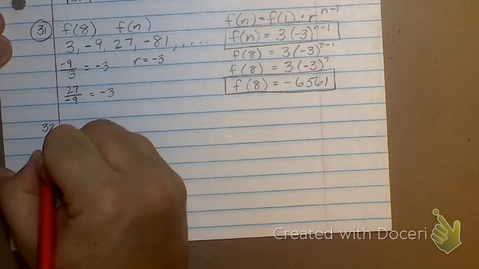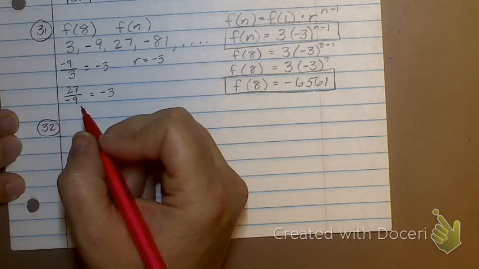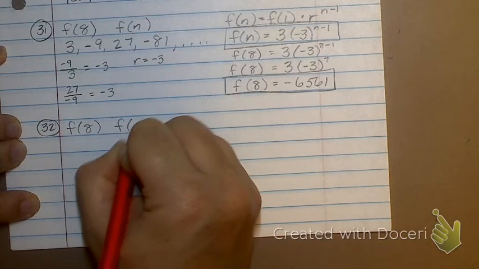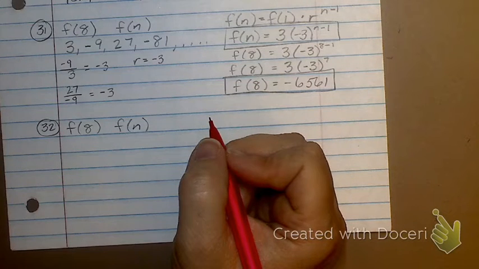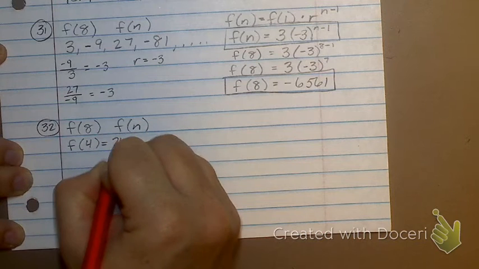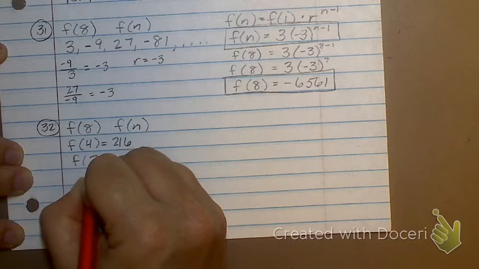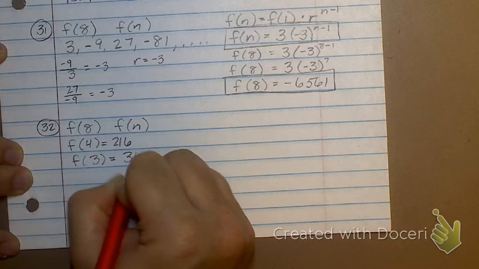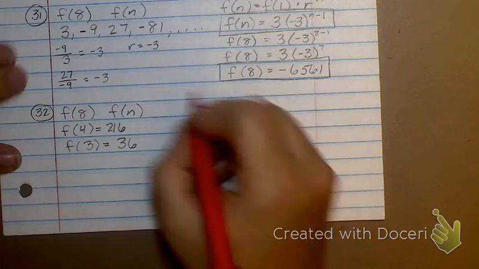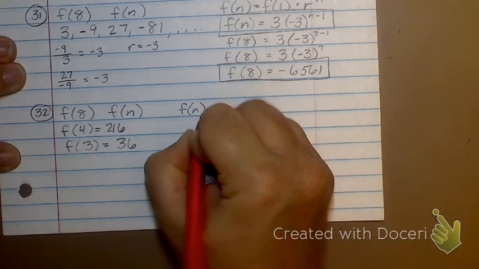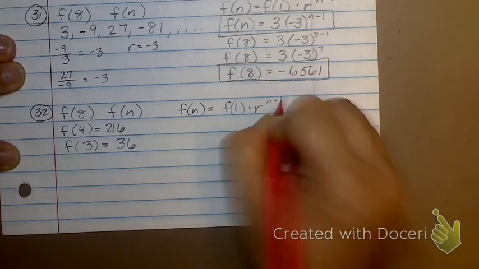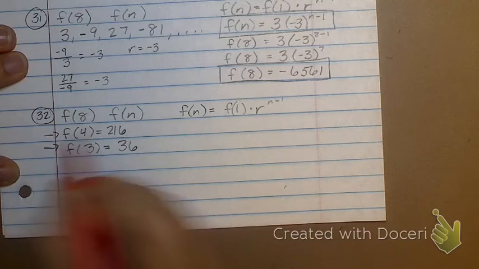All right, 32. 32, I also need to find f of 8 and f of n. They do tell me it is geometric, and they give me f of 4 equals 216, and f of 3 equals 36. Okay, so remember our formula. F of n is equal to f of 1 times r to the n minus 1. I need to plug both of these points into that equation.